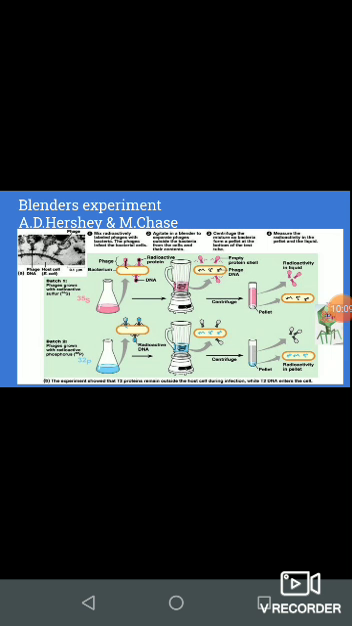So here the T4 bacteriophage has a simple structure. They contain a protein coat, and within the protein coat they contain the DNA, or the genetic material. So which means we have two different components. One is called protein and the second one is called DNA.